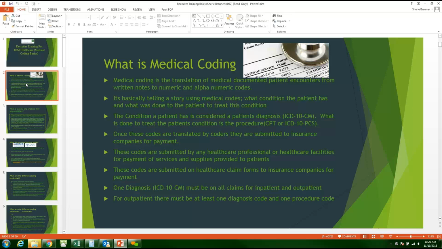ICD-10-PCS. Once these codes are translated from the coders, they are submitted to insurance companies for payment. These codes are submitted by any healthcare professional or healthcare facilities for payment of services and supplies provided to patients. These codes are submitted on healthcare claim forms to insurance companies for payment. One diagnosis must be on all claims for inpatient and outpatient. For outpatient, there must be at least one diagnosis code and one procedure code.